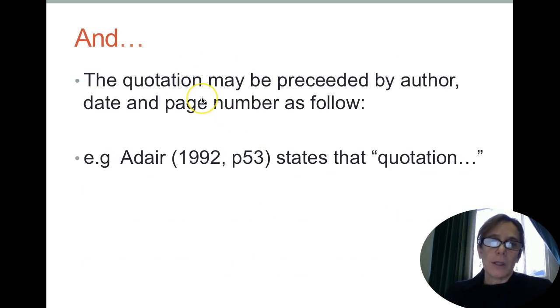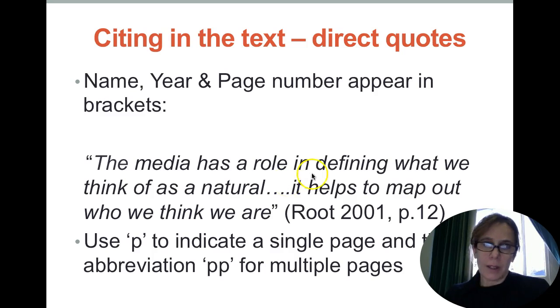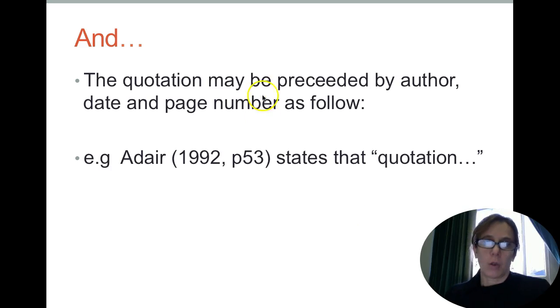The quotation also, you can have a direct quote which is this way, so you'd have the author name here, Adair, and then the reference states that, and then you can put the quoted matter in. So you can either go this way, you have the quoted matter first, then the reference, or you can have the author here introduce the quote and then say what the quote is.